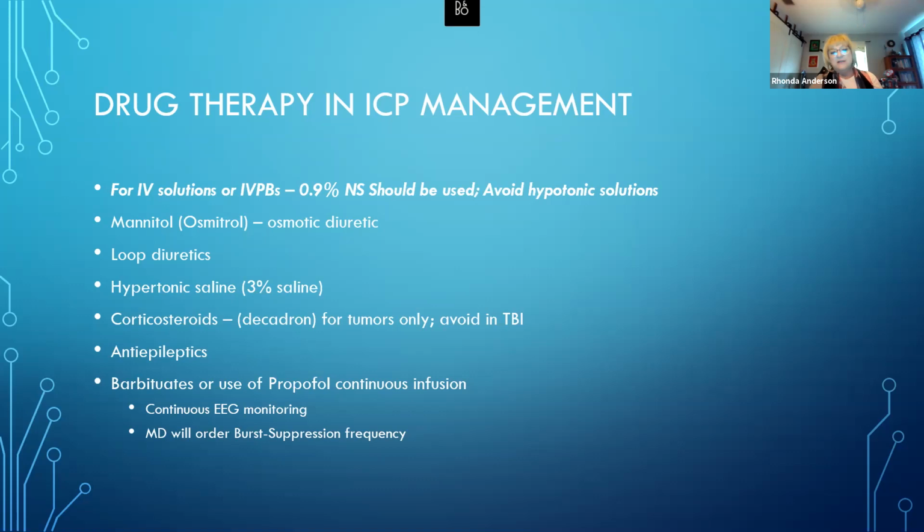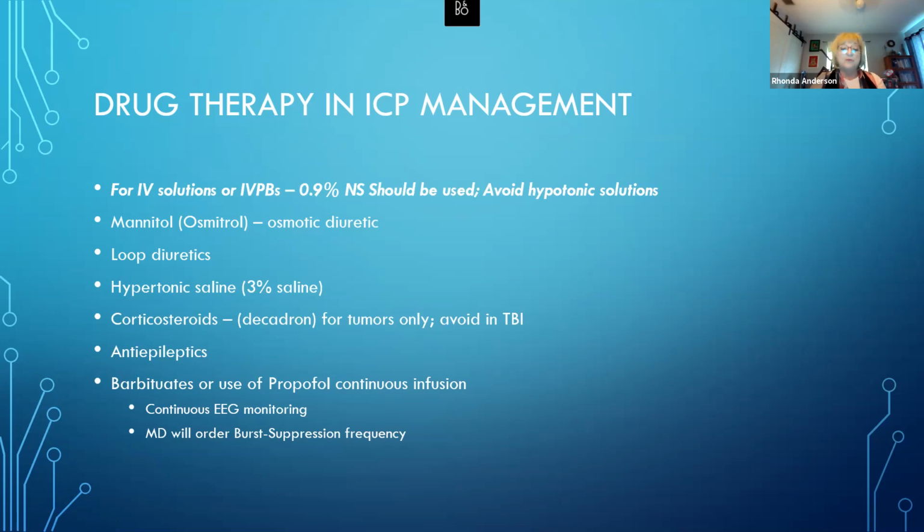Mannitol is an osmotic diuretic. So when we're giving that drug, we have to make sure that we're monitoring the serum osmolality and the serum sodium so that we don't dry them out too much. Loop diuretics, your Lasix, your Bumex. So we're going to watch potassium very closely and urine output.